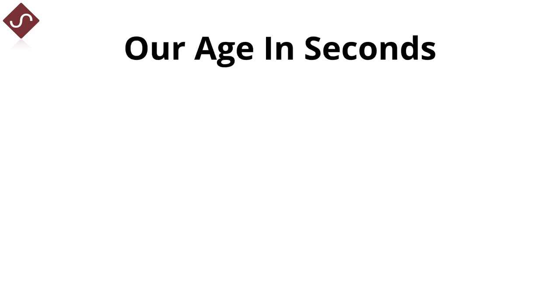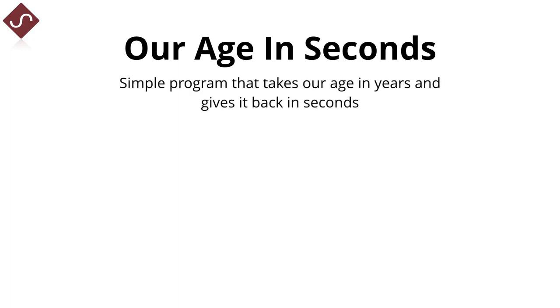The app is going to be called Our Age in Seconds. And this is going to be a simple program that takes our age in years and then gives it back to us in seconds. As you can already imagine, this is simply a multiplication. Multiply your years by a few numbers and you get it back in seconds. But it's going to be used to get us acquainted with some methods, some things that Python can do.